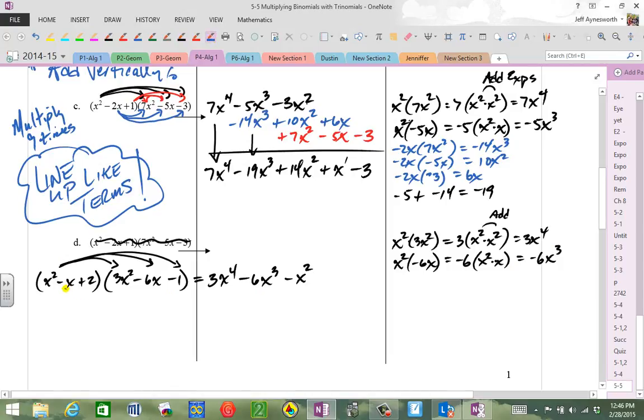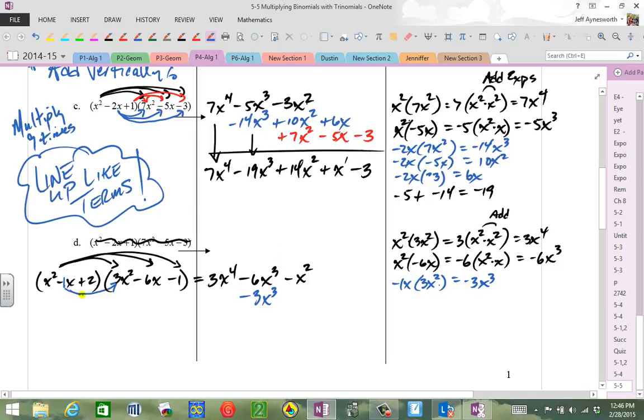Second term now. This is a negative 1x. So negative 1x times 3x squared. Negative 1 times 3 is negative 3. X times x squared is x cubed. So line up the cubes. Line up like terms. So negative 3x cubed. Line up cubes together. Cubes with cubes, right, guys? As I keep on saying.